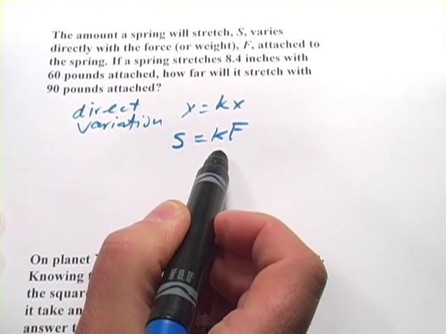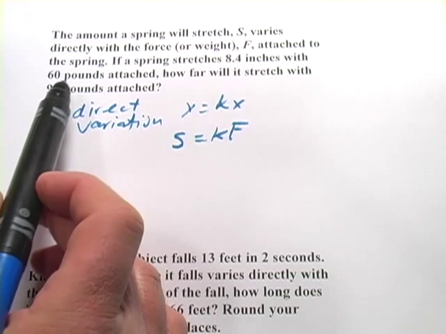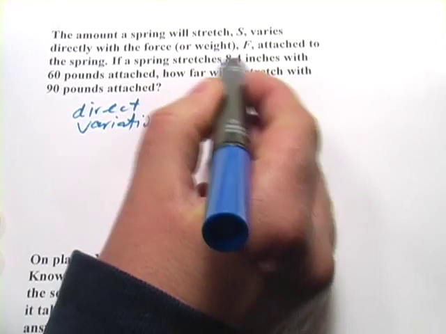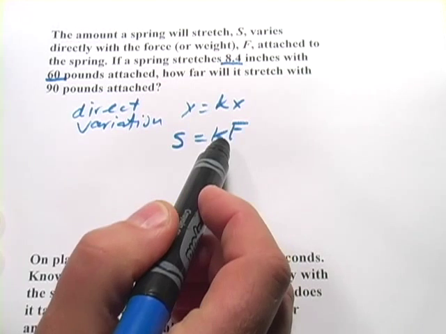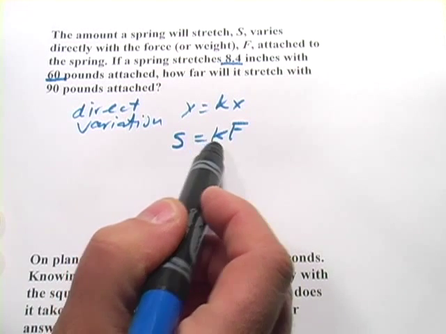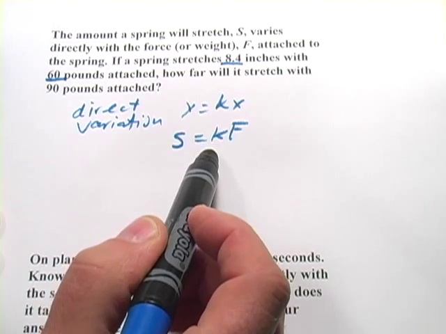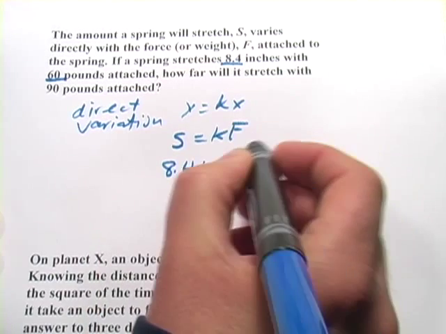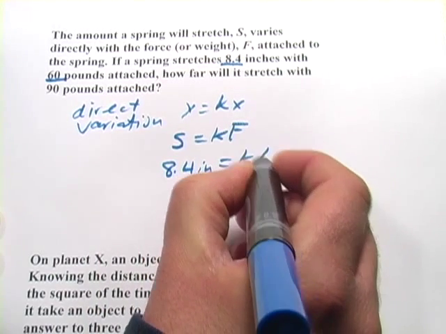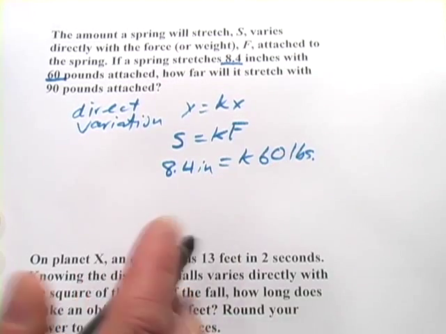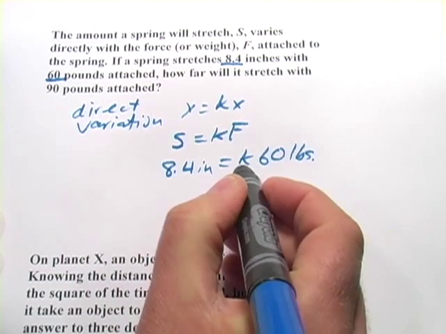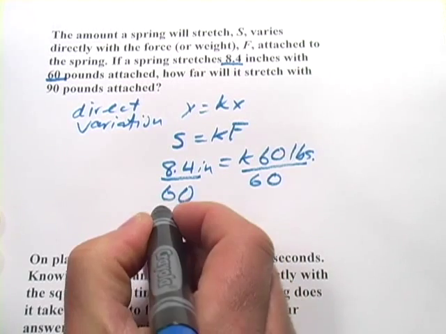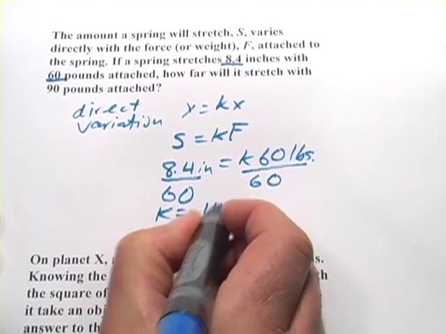Okay? And then it says, if a spring stretches 8.4 inches with 60 pounds attached, how far will it stretch with 90 pounds attached? So there's two parts there. First, we're given both the S and the F, and we can use that to solve for K. And then we'll plug the 90 back in when we've got K. So let's do this first part. The stretch is 8.4 inches, and it has 60 pounds attached. So to solve for K here, all we have to do is divide both sides by 60. And 8.4 divided by 60 looks like K is 0.14.